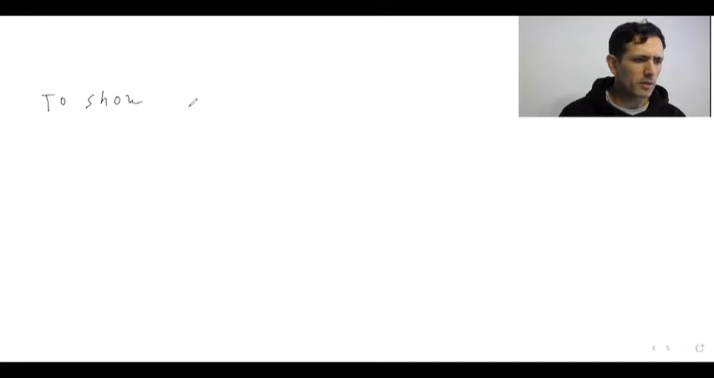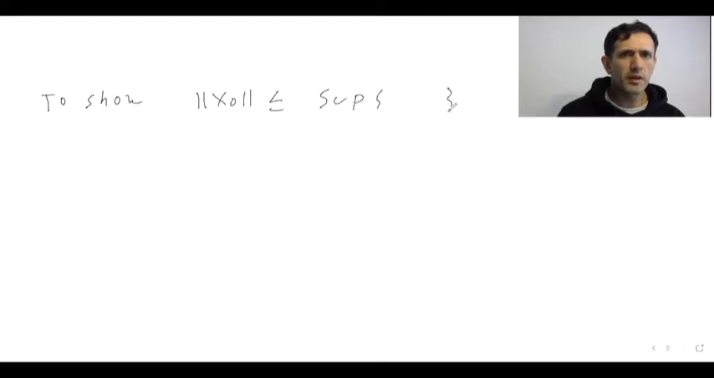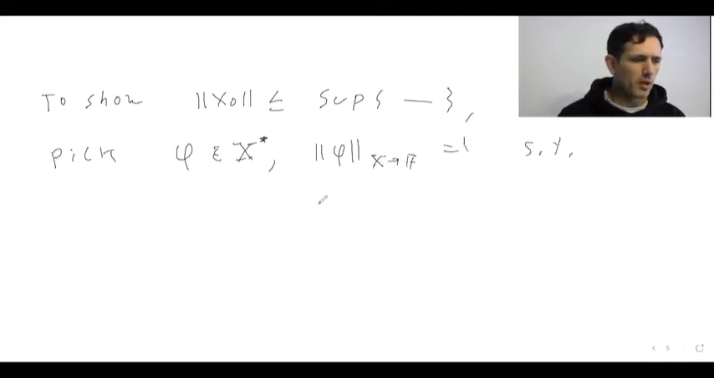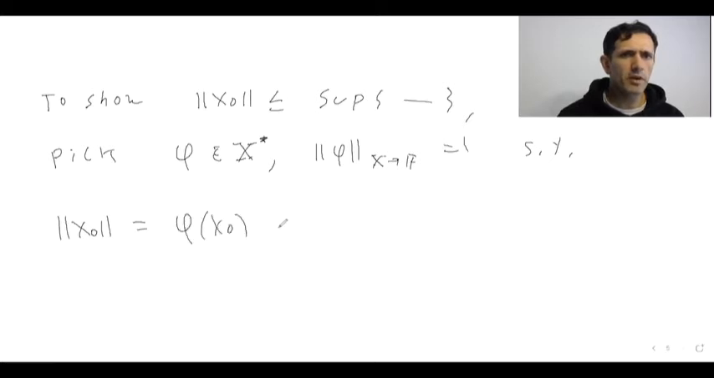So to show that the norm of x0 is less than or equal to the supremum, well, by the lemma I just proved, pick phi in X star, the dual space, norm equal 1, where the norm of x0 is given by phi of x0.